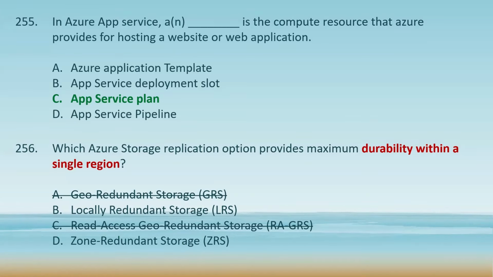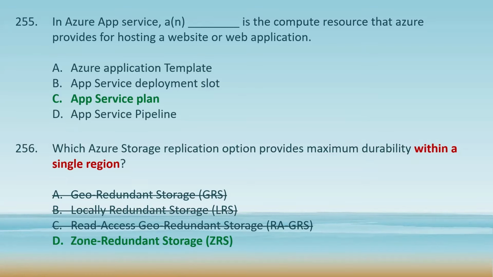And folks, out of LRS and ZRS, you will choose ZRS in this case, as LRS just provides you redundancy against rack failure within a single data center, whereas ZRS protects you against a data center failure. That is why it provides you maximum durability within a single region.